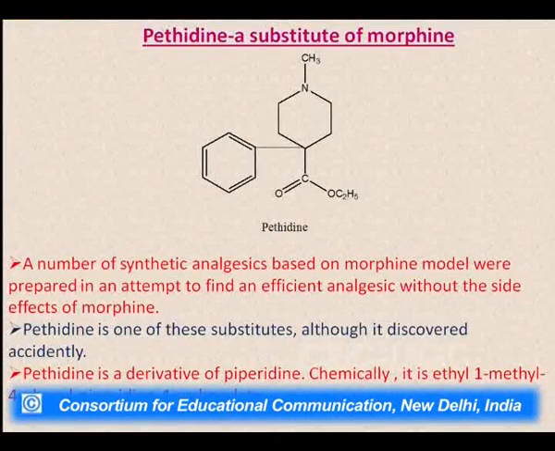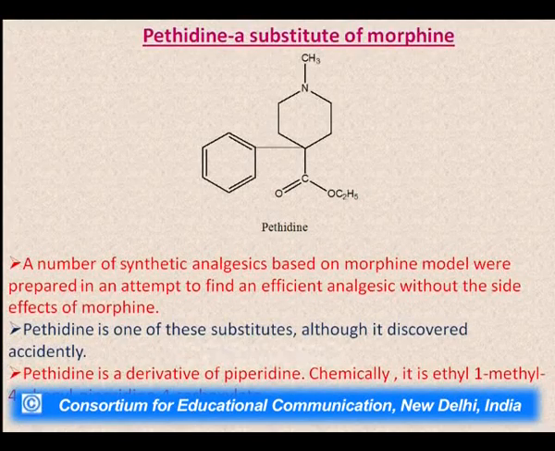Then comes the substitute of this morphine. Since morphine is an addictive drug, we should use some other substitutes. Pethidine is one of them. We have shown you the structure of pethidine. This is a substitute of morphine. A number of synthetic analgesics based on the morphine model were prepared in an attempt to find an efficient analgesic without the side effects of morphine. Pethidine is one of these substitutes, although it was discovered accidentally.